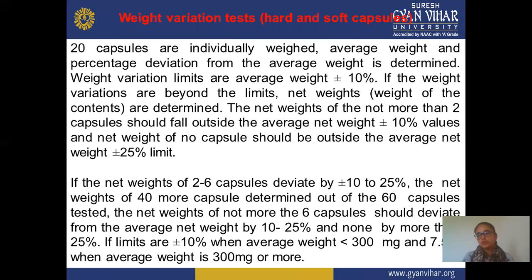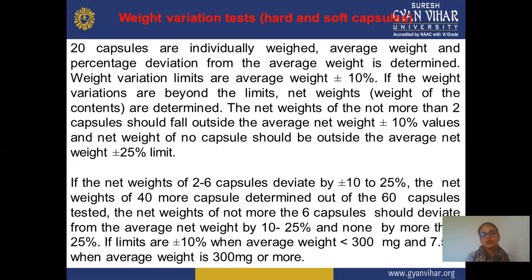Suppose you are preparing 50,000 capsules in one batch and the weight is 500 mg. Then you make sure that all 50,000 capsules have a 500 mg weight, or are within the accepted range. Otherwise, you can reject your batch. So in the weight variation test for both hard as well as soft gelatin capsules, first you take 20 capsules and weigh them individually.